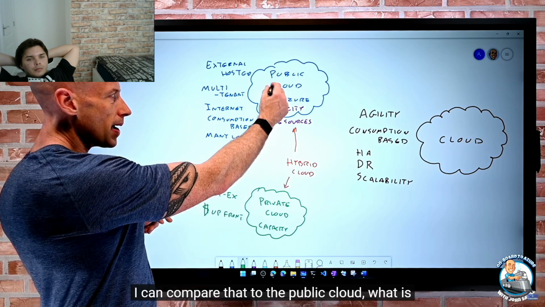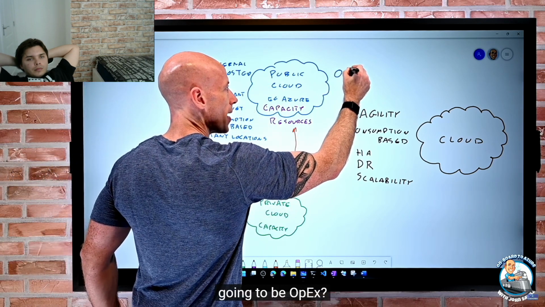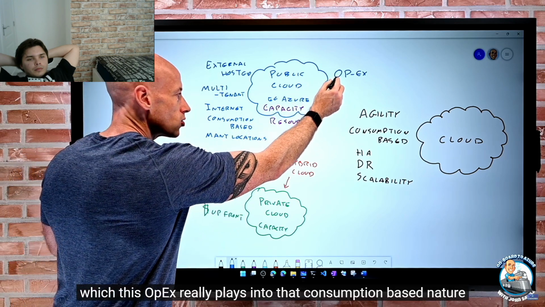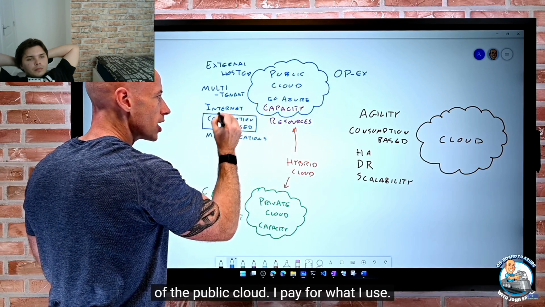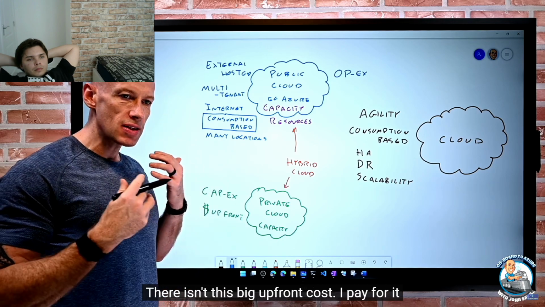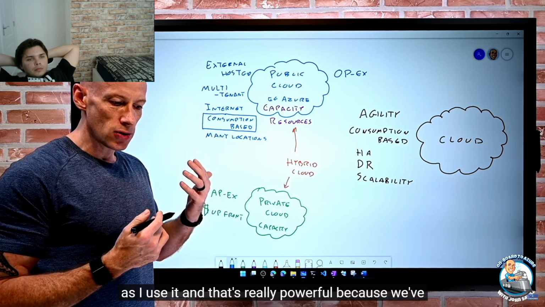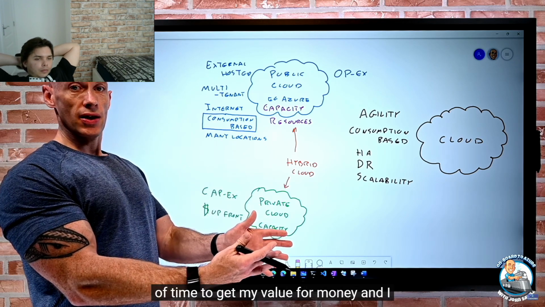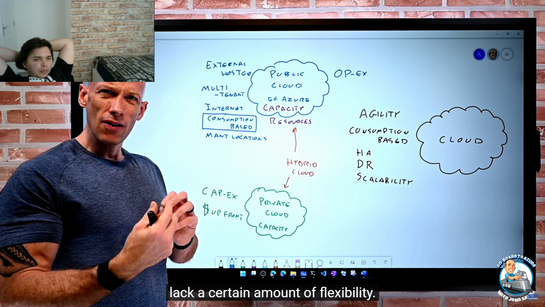I can compare that to the public cloud, but it's going to be OpEx, operational expenditure. I pay for it as I use it, which really plays into that consumption-based nature of the public cloud. I pay for what I use. There isn't this big upfront cost. And that's really powerful because with CapEx, again, I get certain assets and I have to use them for a certain period of time to get my value for money, and I lack a certain amount of flexibility.